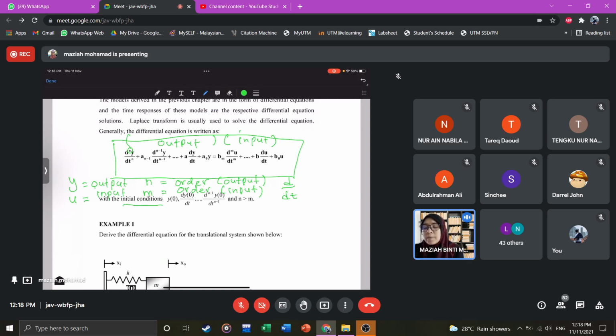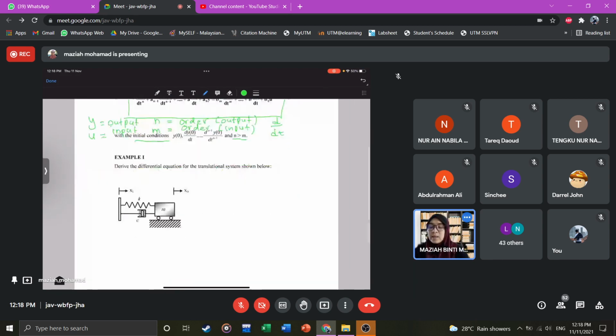dy per dt, d square y per dt square, d cube y over dt cube. And normally n is always bigger than m. The order for the output will always be bigger than for the input, because n will become the denominator and m will become the numerator. So the order of the denominator will always be bigger than the numerator.